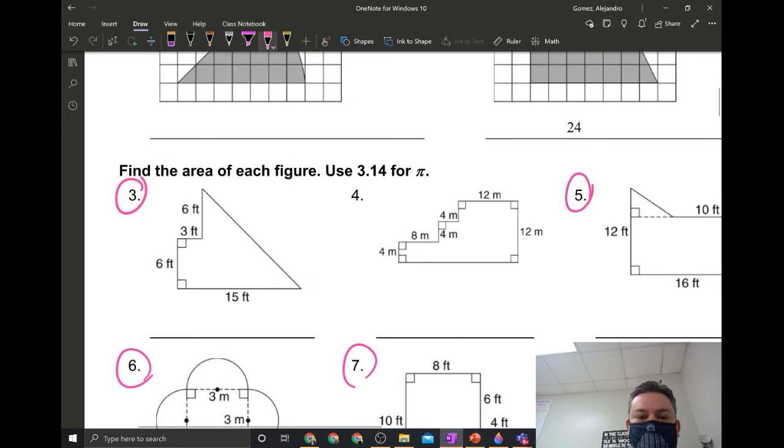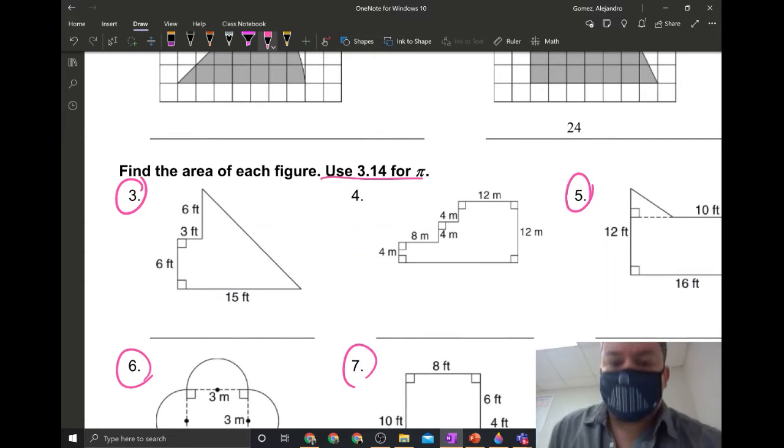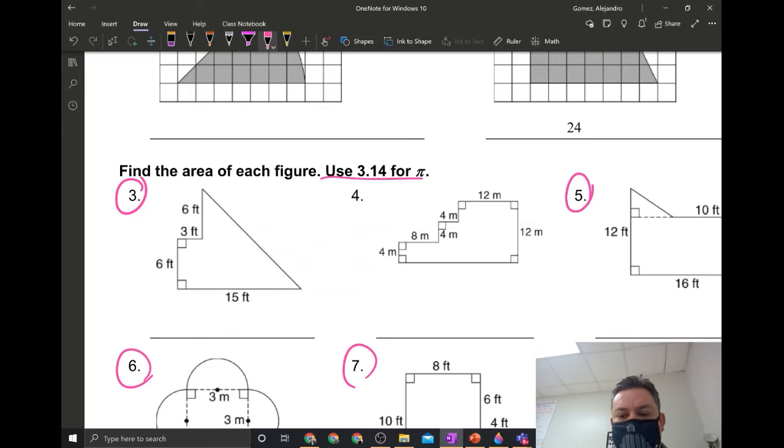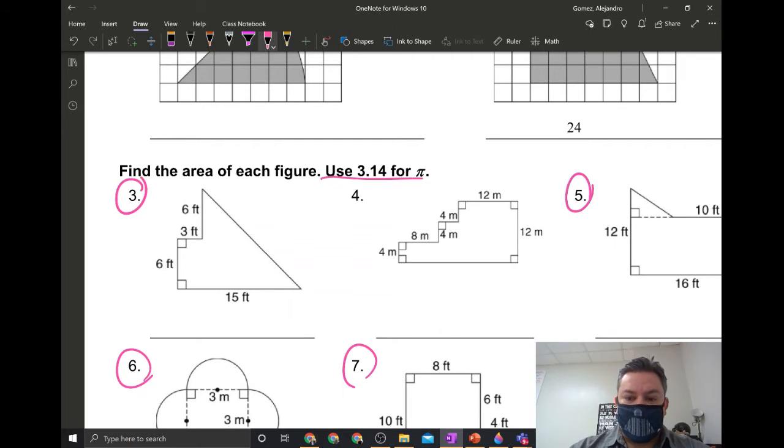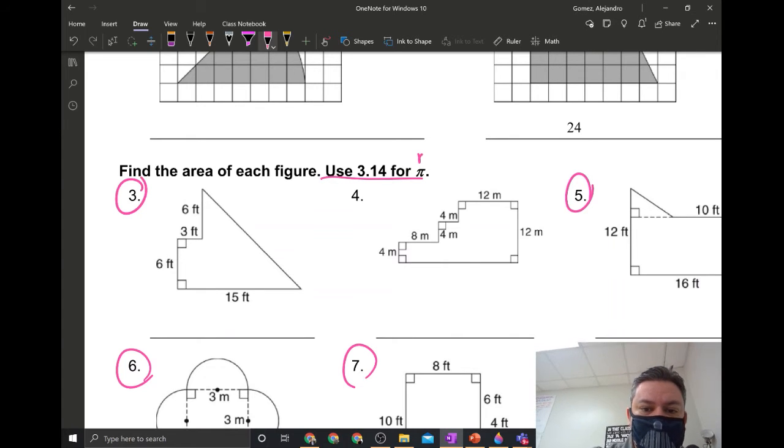Now, if you look at the instructions, if we have a circle or a semicircle, remember a semicircle, like that one, is half of a circle. What does that mean? That means that when you find the area for the whole circle, at the end you have to divide it by 2. And remember, for circles, we need the radius, not the diameter.